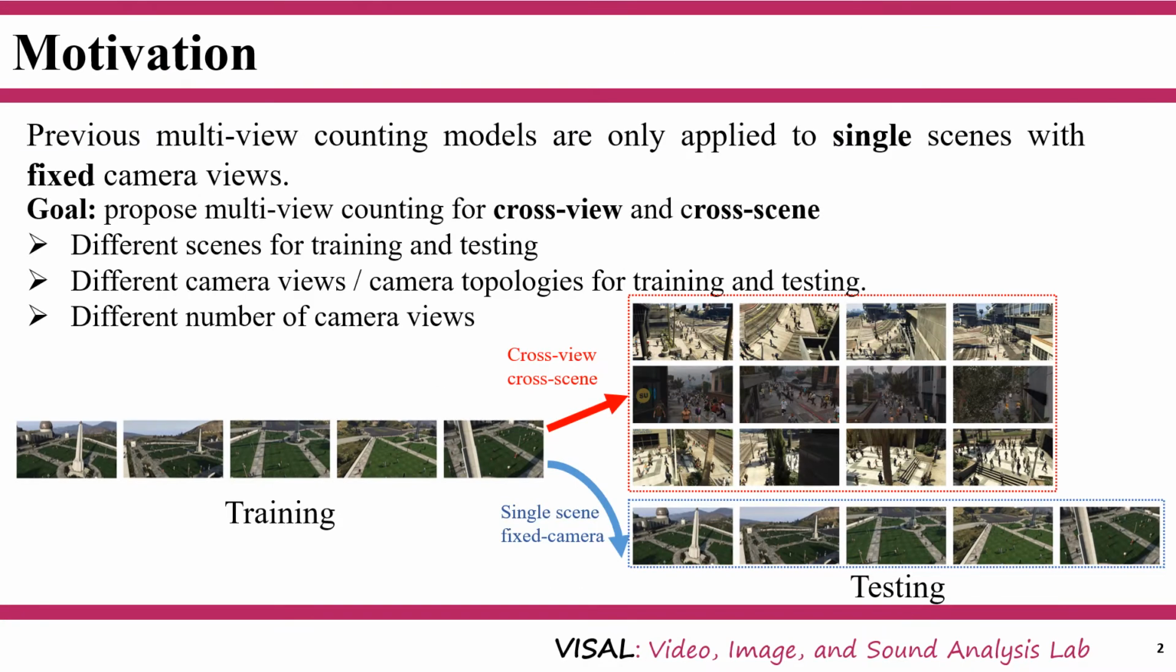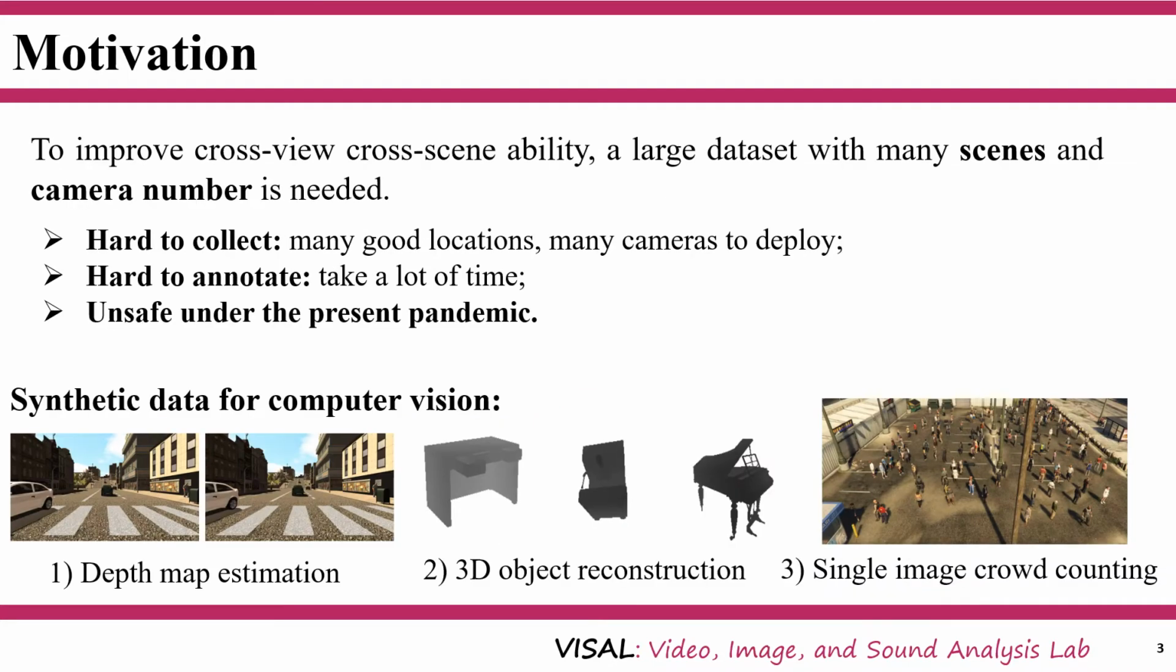The paper's motivation is that previous multi-field cross-counting models are only applied to single scenes with fixed camera fields. To improve the model's camera cross-field crossing ability, a large dataset with many scenes and a large camera field number is needed. But it is hard to collect and annotate such a large dataset, especially under the present pandemic. So we use a synthetic dataset to solve this problem.